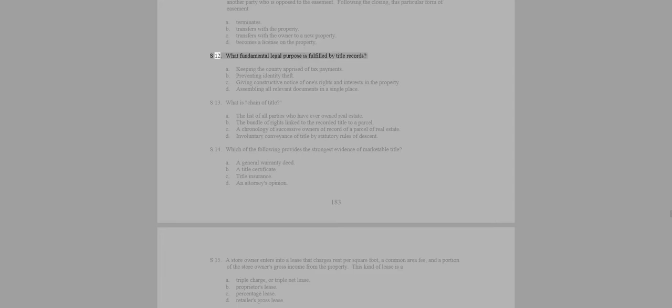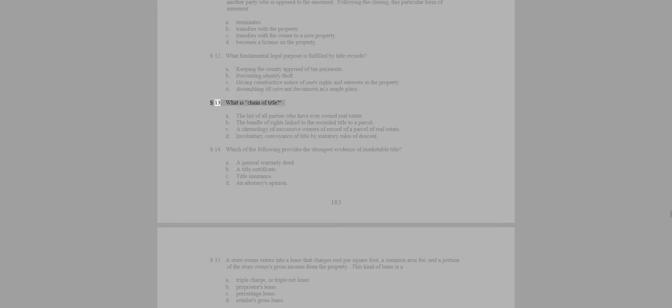S12. What fundamental legal purpose is fulfilled by title records? A. Keeping the county apprised of tax payments. B. Preventing identity theft. C. Giving constructive notice of one's rights and interests in the property. D. Assembling all relevant documents in a single place.